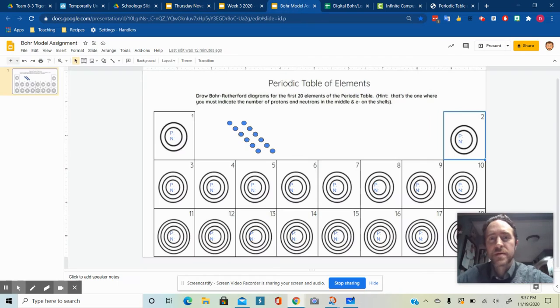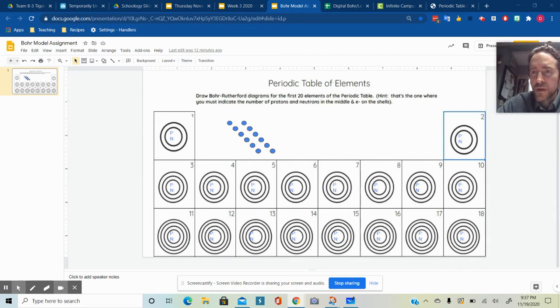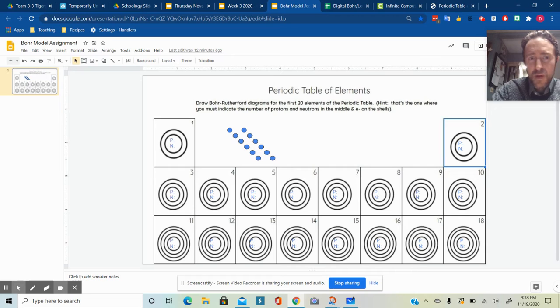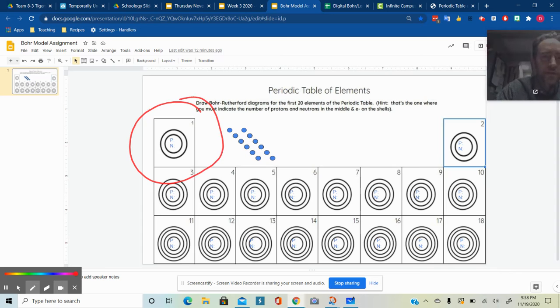So let me show you the assignment. What we're going to do is recreate, or make, the first 18 elements of the periodic table and represent them with the Bohr model. So I'll do a few, and then I will leave it up to you to do the rest by yourself. So let's start out with number 1, which is hydrogen. And if I look at my periodic table here, number 1 is in the top left corner, right here. So we're going to go ahead and complete that one.